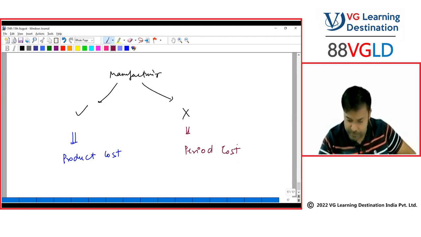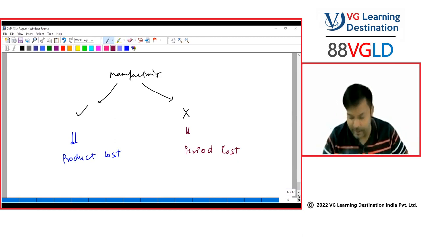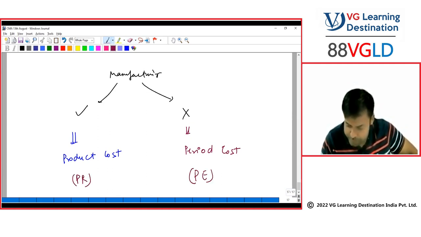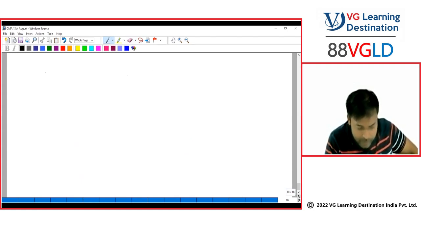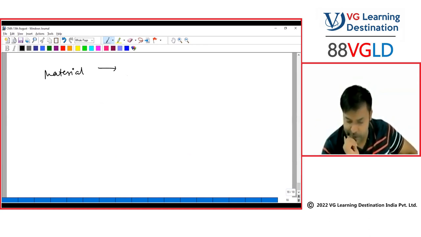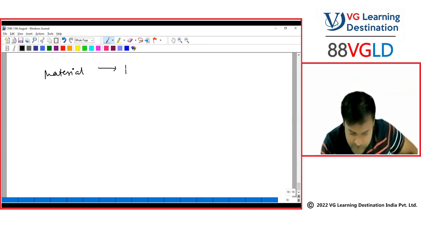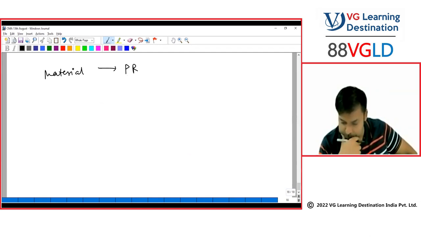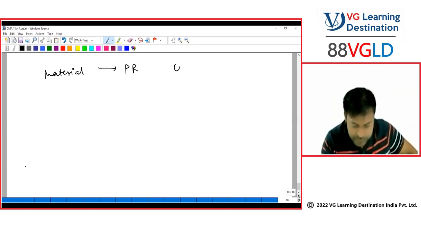Bhavika, is that okay? Now, the point is, let's classify that. In short, you can call it PR, and in short, you can call the other PE. Okay? Everyone, I am purchasing material so that I can use it for my manufacturing. Is it PR or PE? It's PR. Is it operating or non-operating? It's operating. Very good.